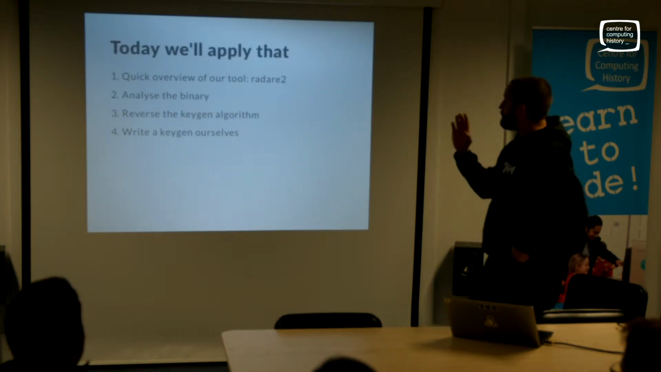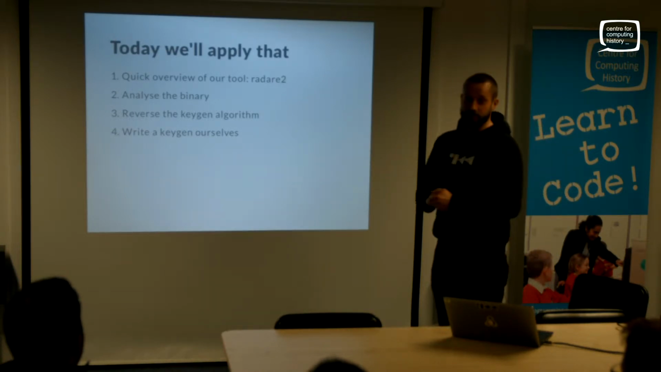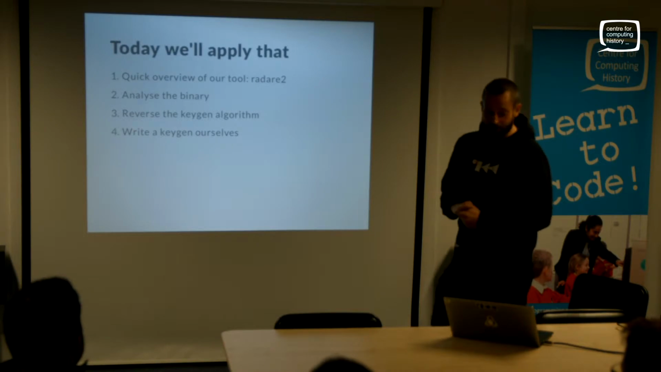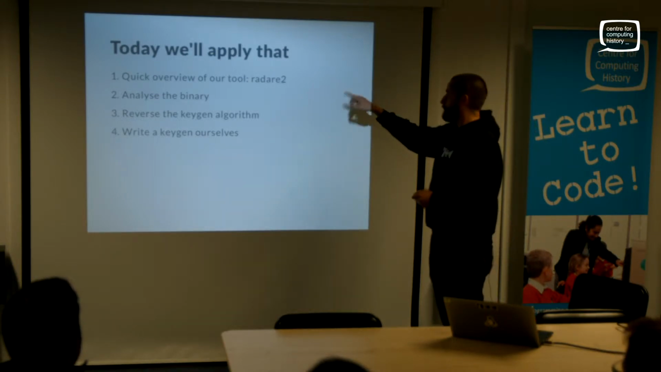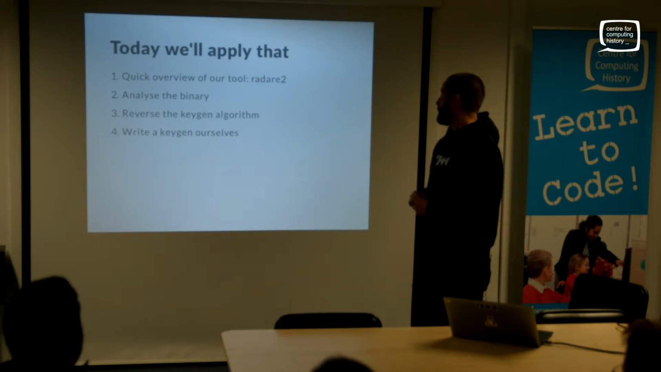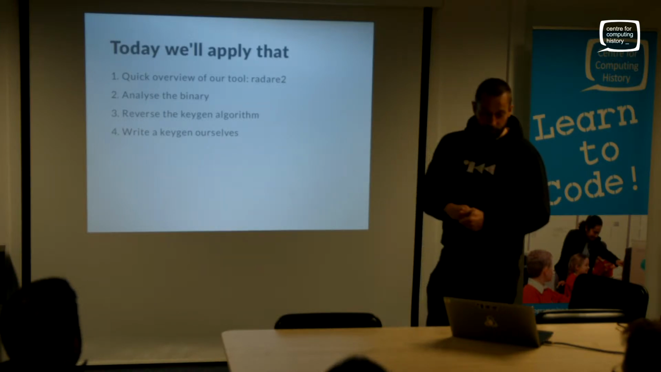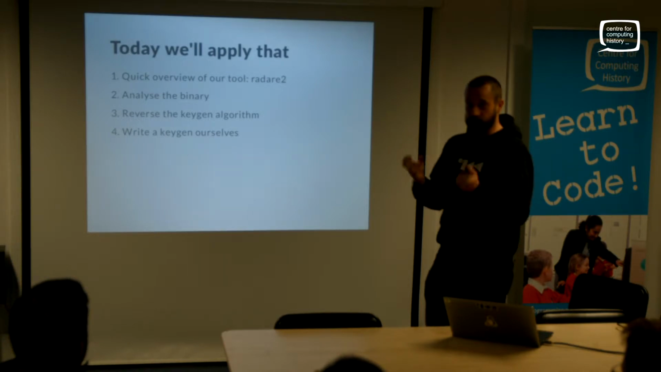So today we're going to make use of that. We're going to use my tool of choice, Radare, because it's free and doesn't cost $1,000 or $5,000 like IDA does. And it does the job amazingly well. We're just going to talk about a brief overview of that. Then we're going to take the binary, we're going to analyze it. Then we're going to reverse the algorithm that generates the serial key from the name.